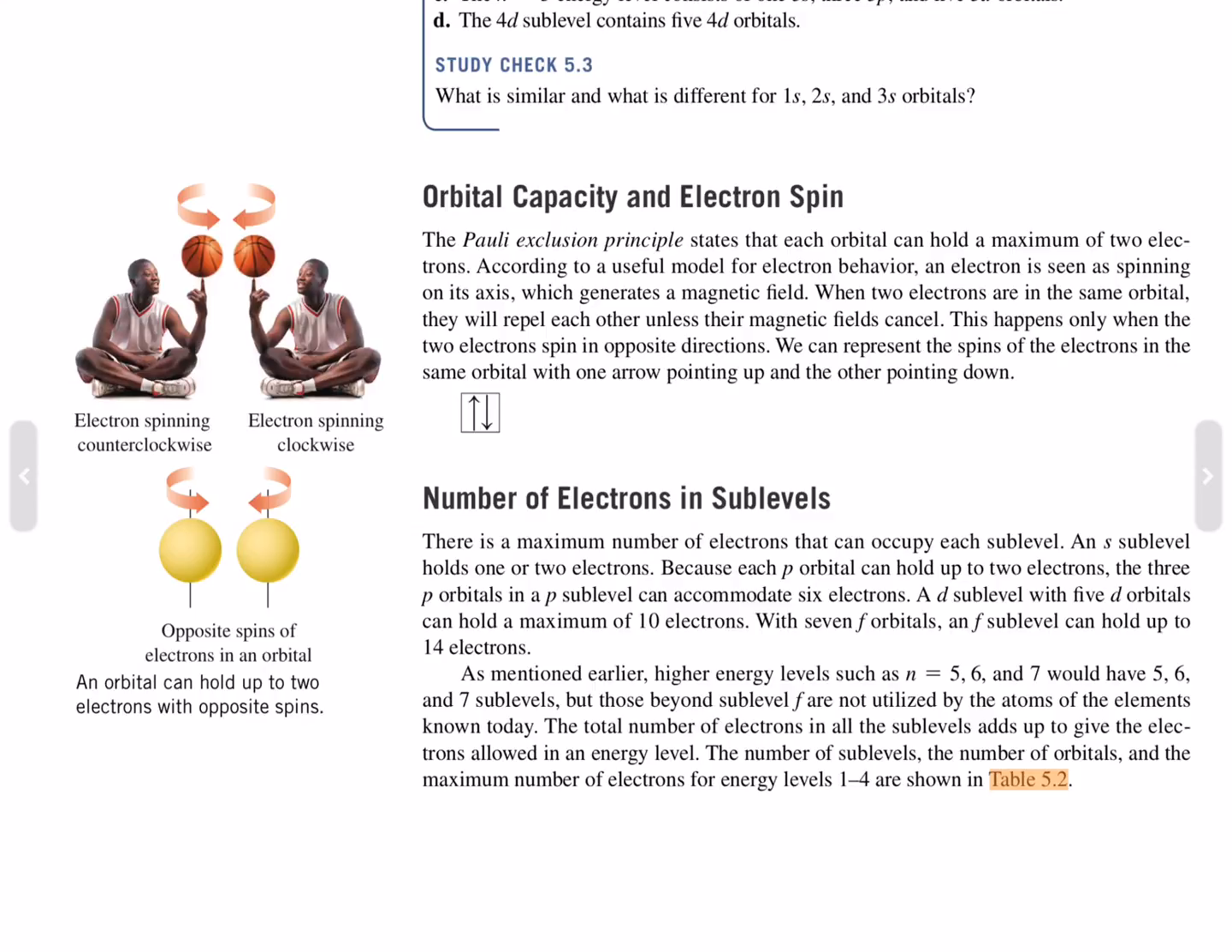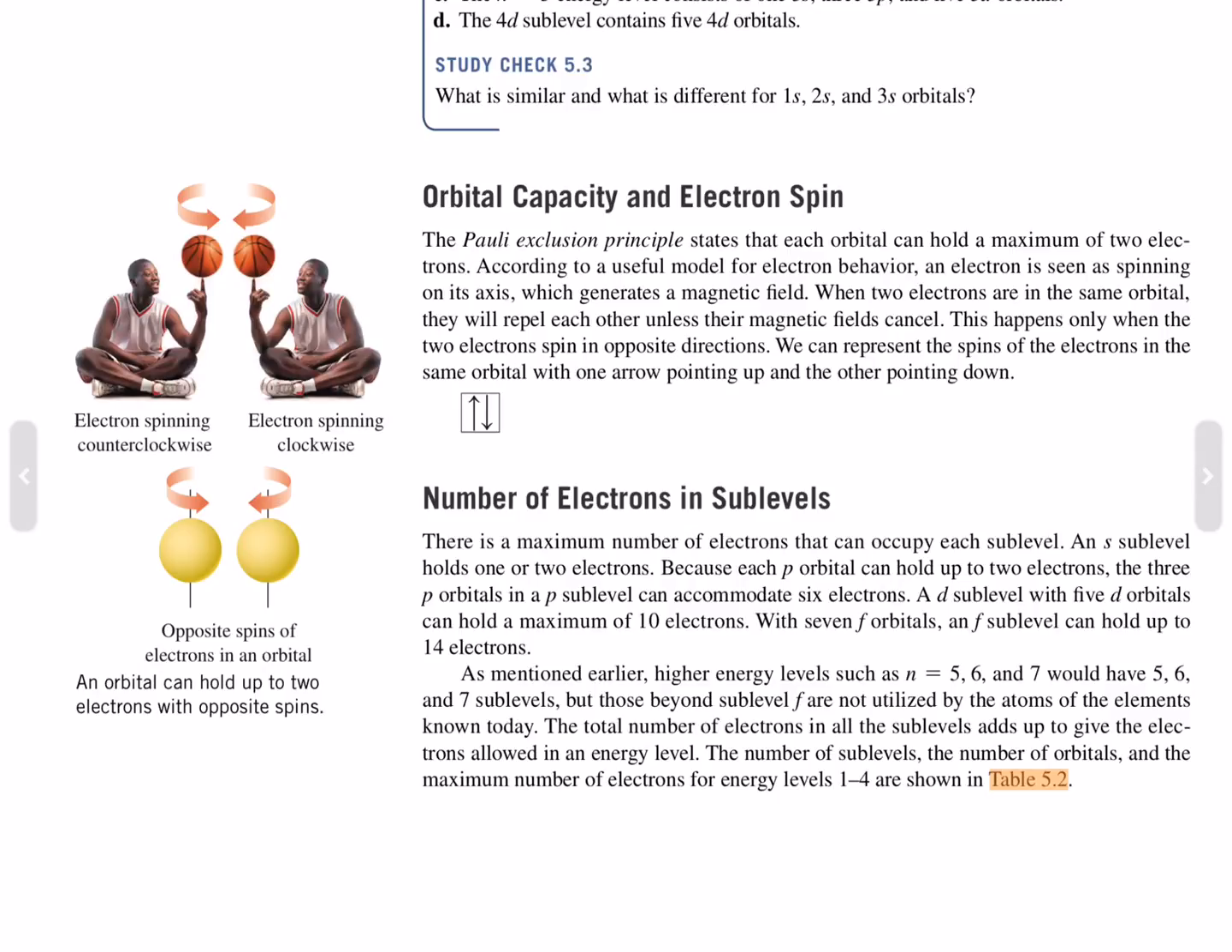Number of electrons in sublevels. There is a maximum number of electrons that can occupy each sublevel. An s sublevel holds 1 or 2 electrons. Because each p orbital can hold up to 2 electrons, the 3 p orbitals in a p sublevel can accommodate 6 electrons. A d sublevel with 5 d orbitals can hold a maximum of 10 electrons. With 7 f orbitals, the f sublevel can hold 14 electrons.